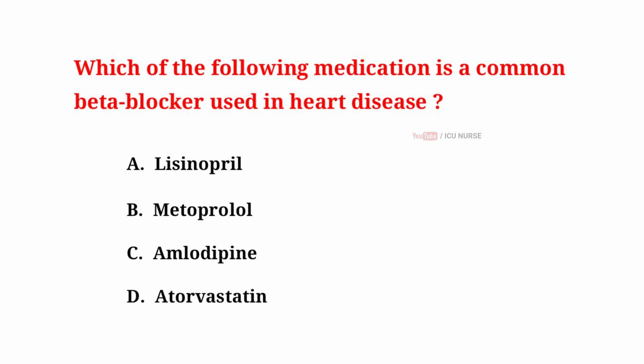Which of the following medication is a common beta blocker used in heart disease? A. Lisinopril, B. Metoprolol, C. Amlodipine, D. Atorvastatin. And the correct answer is B. Metoprolol.